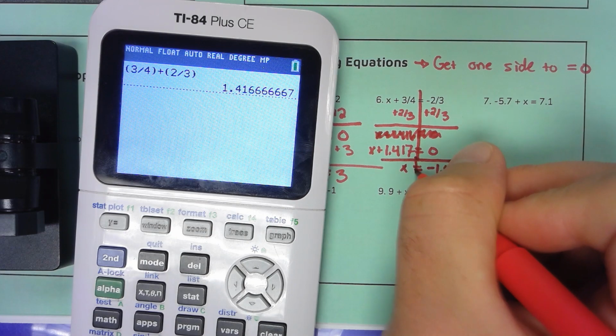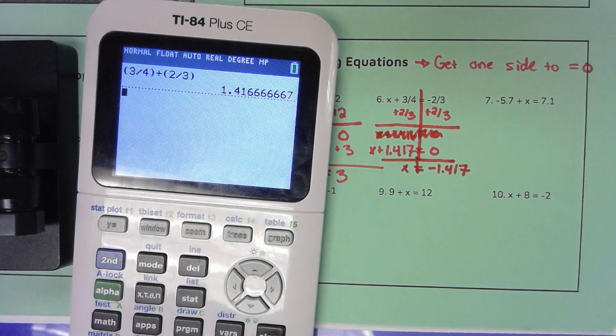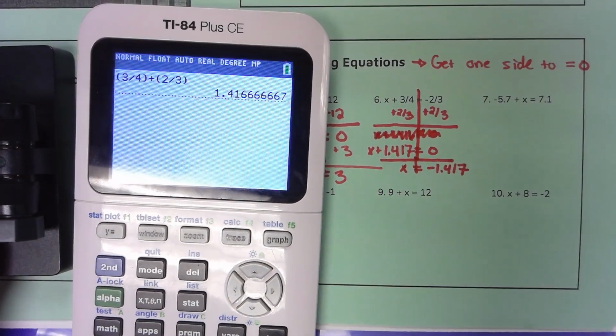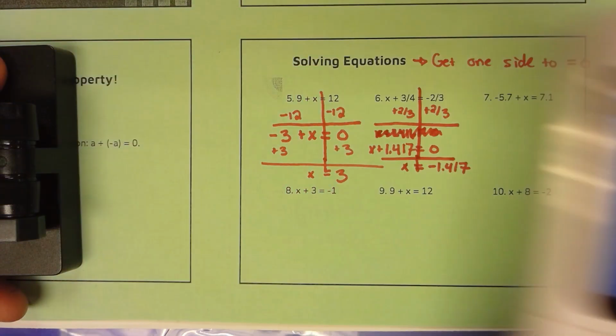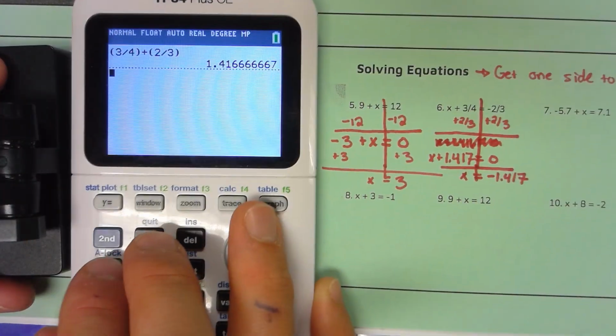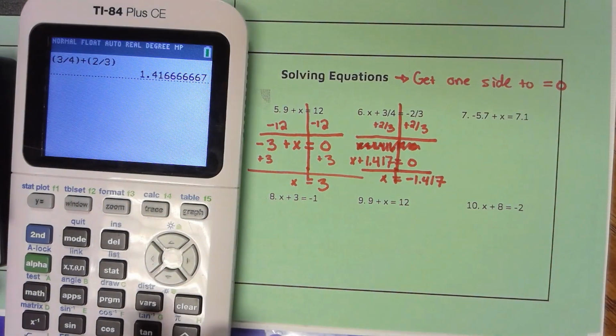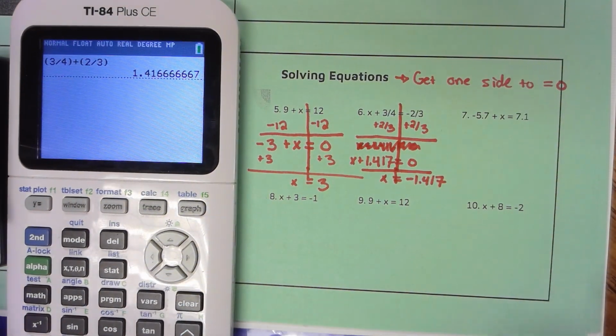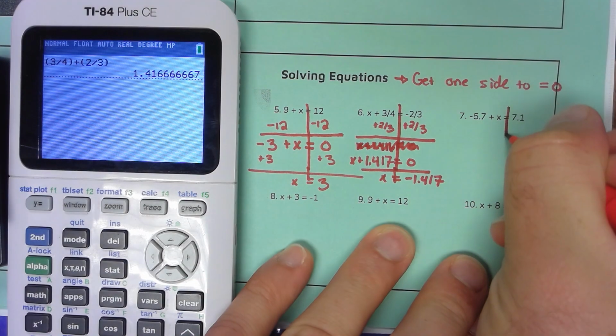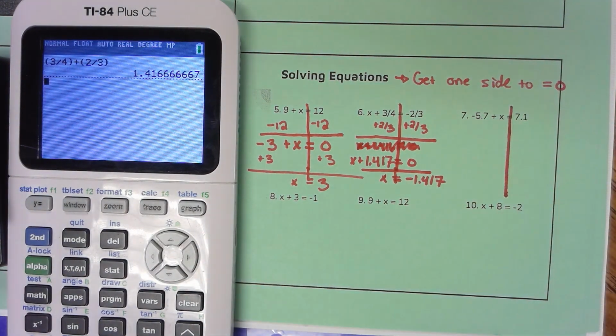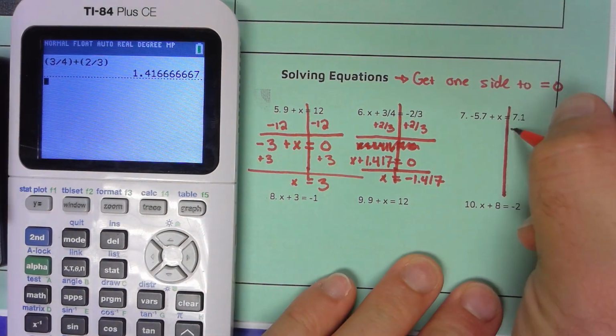Again, if your calculator kept things as a fraction, write your answer as a fraction. Whatever your calculator tells you is how I want you to do it. All right, let's do one more, and then I'm going to have you all do 8, 9, and 10 on your own. And so starting with 7, we're first going to get the right side to be 0, so I'm going to subtract 7.1.